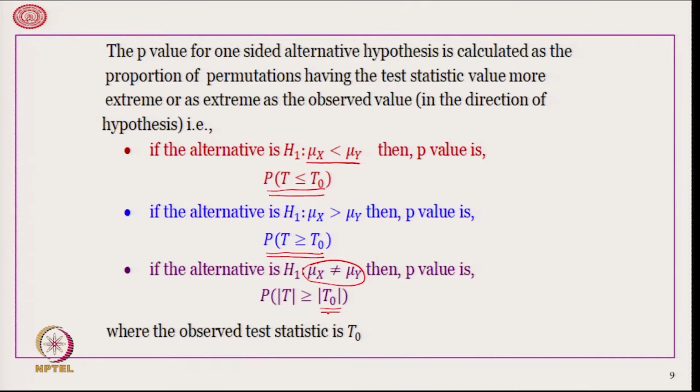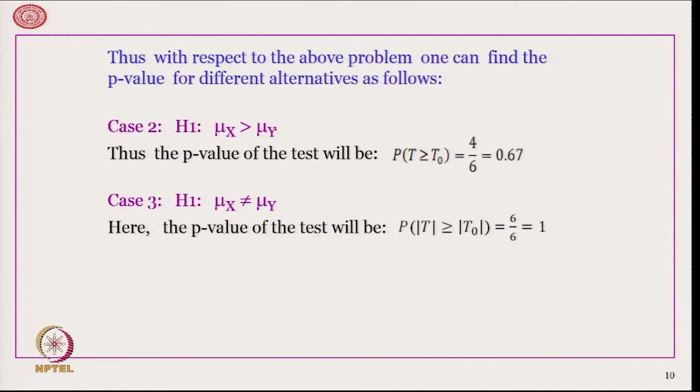For this case, our alternative was that mu a is less than mu b, therefore, we will stick to this one. And we have calculated that this probability is coming out to be 3 by 6, which is equal to 0.5. Similarly, if the alternative would have been mu x greater than mu y, that is mu a greater than mu b, then that would have given us the value 0.67 for p, and if we would have looked at the probability of modulus of t greater than or equal to modulus of t naught, that would have given us the value 1.